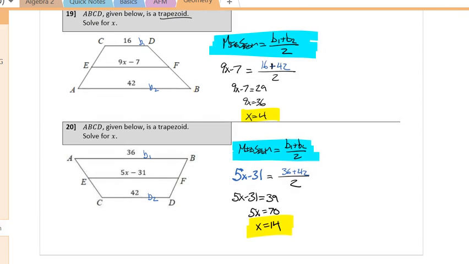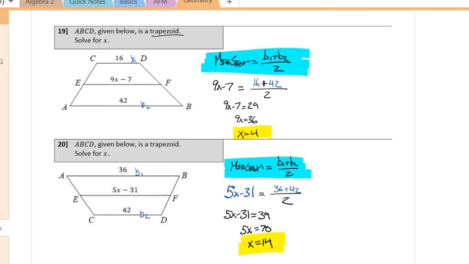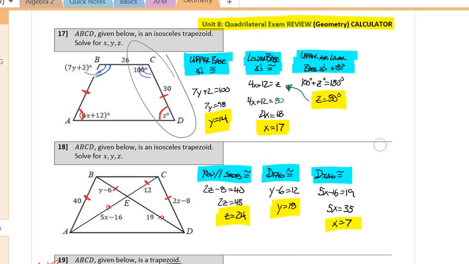Whole back page devoted to trapezoids, mid-segment being the biggest, most tested SOL topic. Also using the properties of an isosceles trapezoid to help us find missing values.